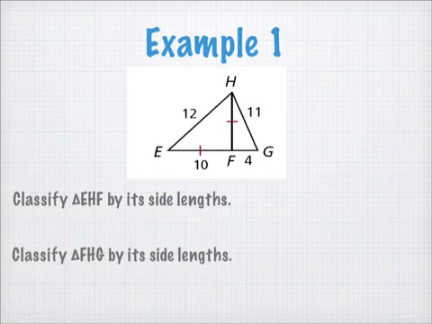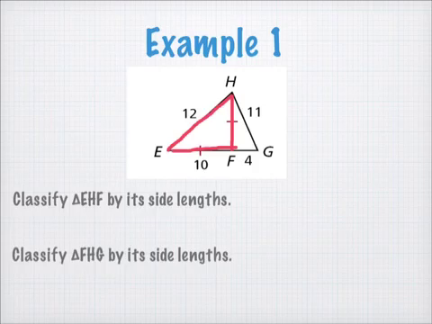So this says classify triangle EFH. I'm sorry, EHF, but same thing. Be careful in a picture like this because do you see that there's more than one triangle in that picture? Pay attention to what triangle it's talking about. If it's calling it triangle EHF, you want to trace from E to H to F. E to H to F. What do you notice about those side lengths?